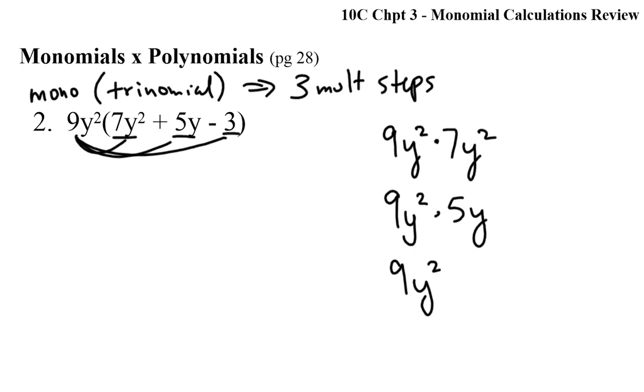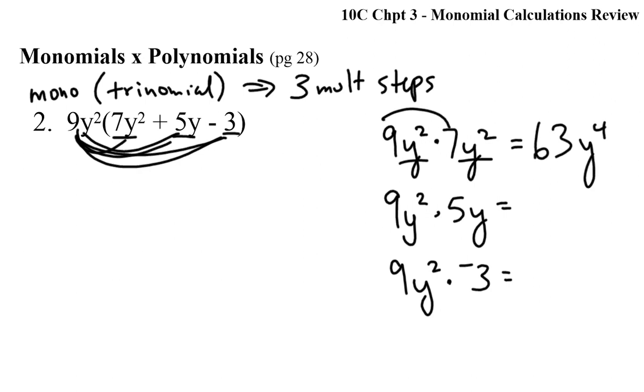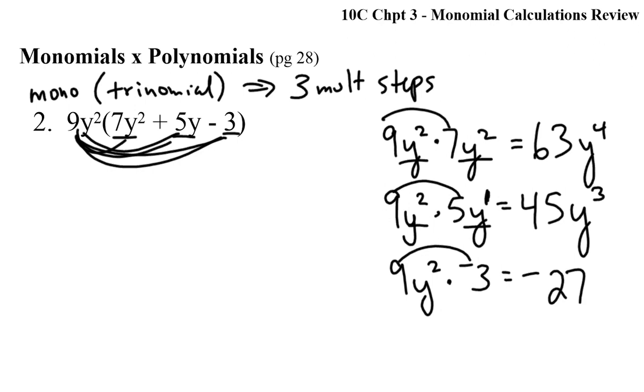9y squared is going to have to multiply by the 7y squared, 9y squared times the 5y, and 9y squared times the negative 3. We just talked about it. Multiply coefficients, add exponents on like bases. Multiply coefficients, add exponents on like powers, and there we just have a y squared.